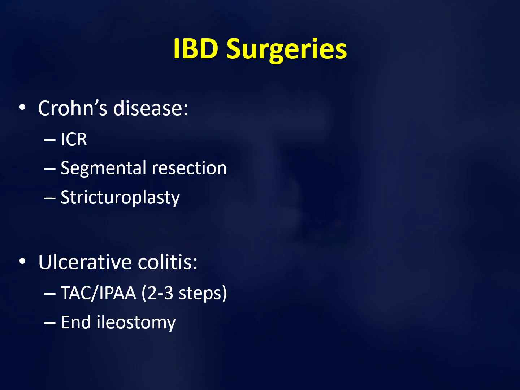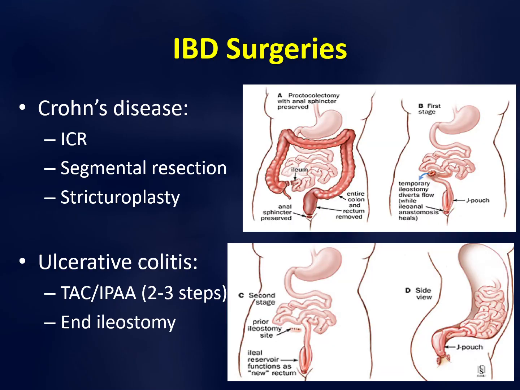Stricturoplasty is when there are multiple sites of stenosis in the small bowel, but you should not resect. You cannot resect a very wide area in order to avoid getting into malabsorption. So we can do a stricturoplasty, which is a surgical dilatation of the stricture to really avoid obstruction and occlusion. When it comes to ulcerative colitis, when the colon is totally inflamed, the TAC is total abdominal colectomy.